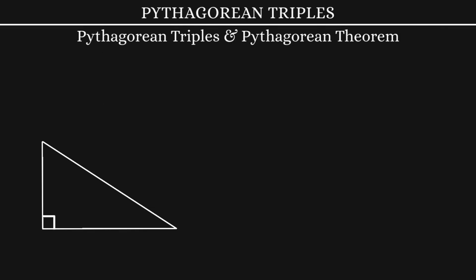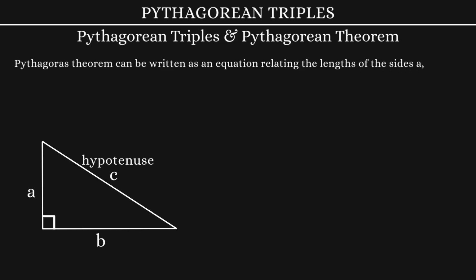This is a right-angled triangle. We have the sides A, B and C. C will be the largest side, the hypotenuse. We know that the Pythagoras theorem gives us the relationship between the three sides of this right triangle. A squared plus B squared is equal to C squared.